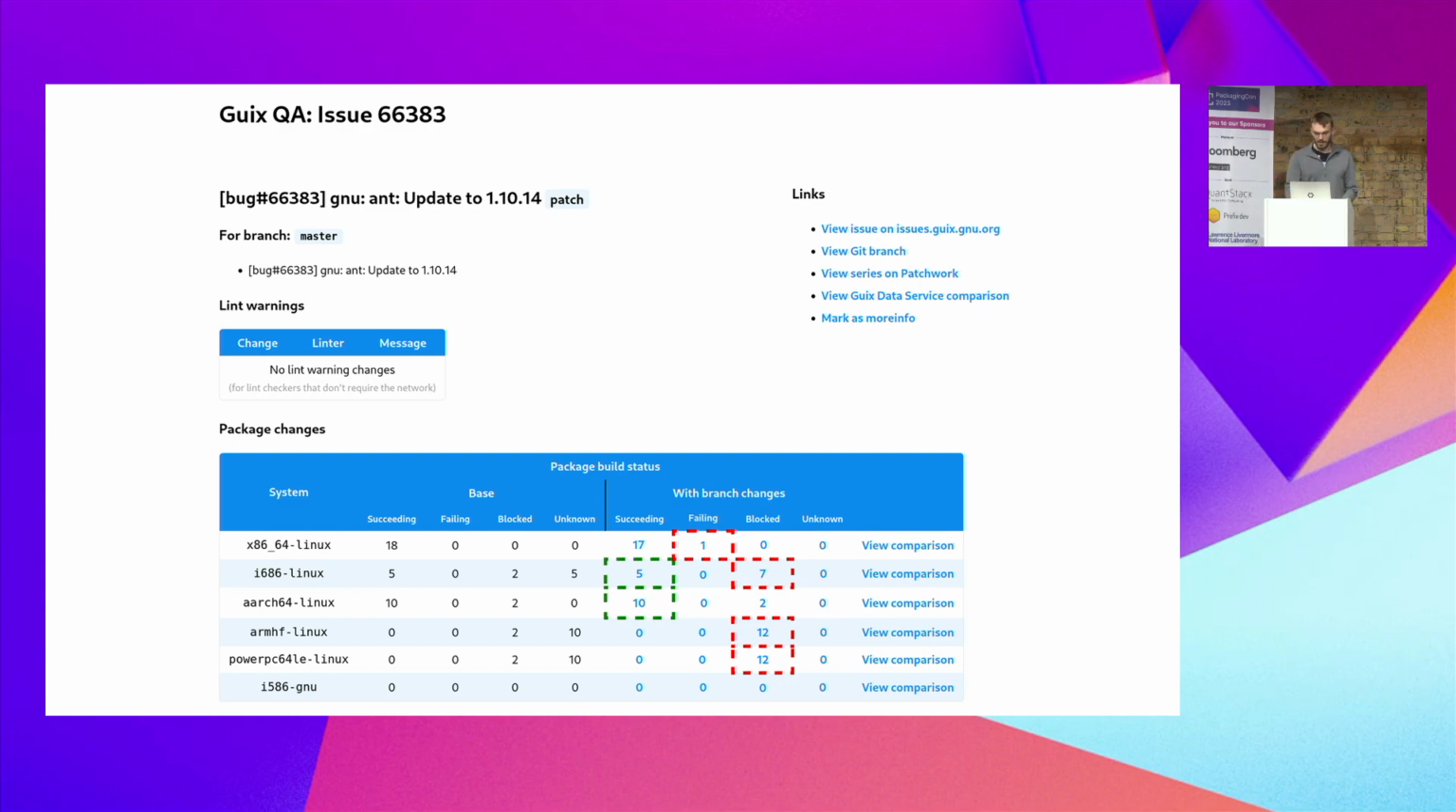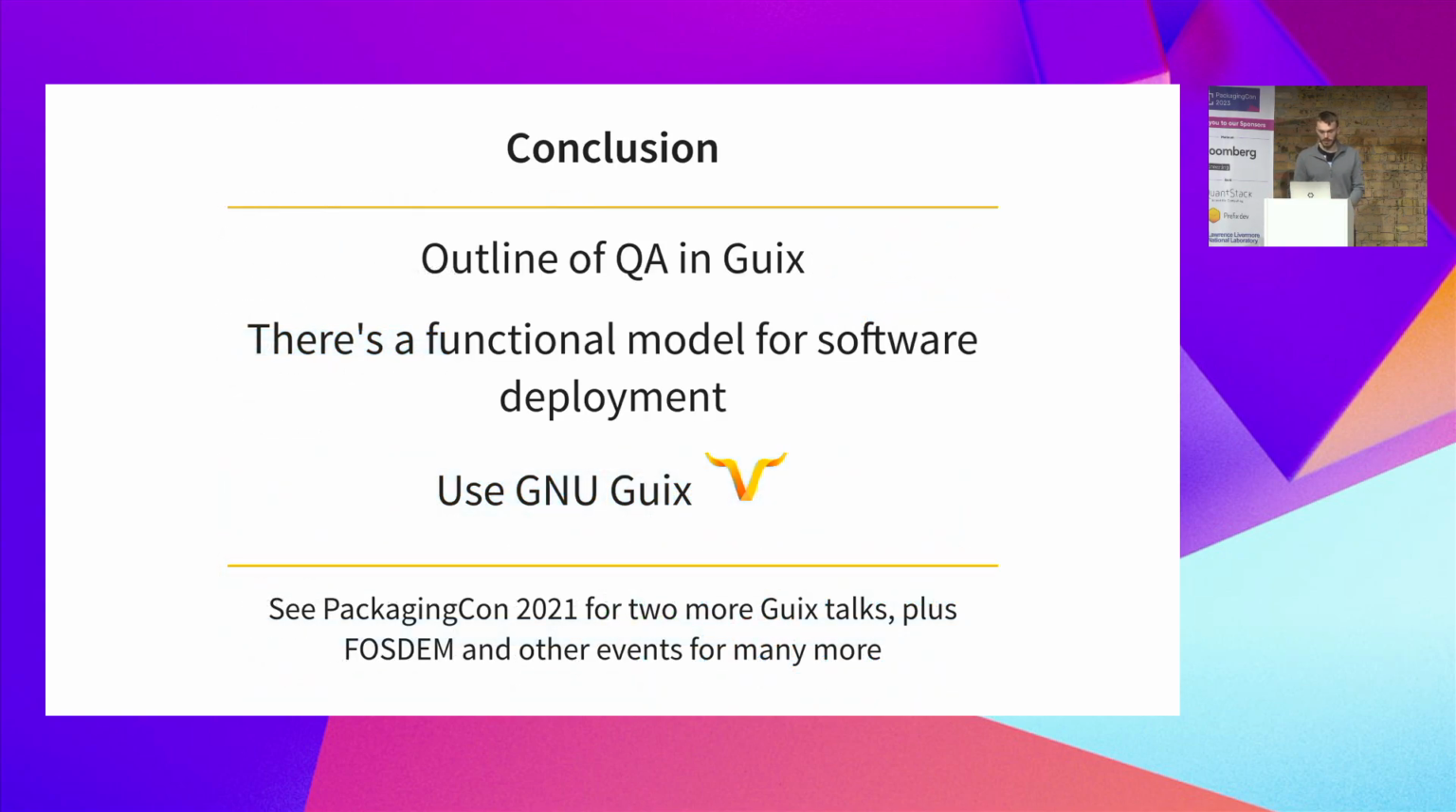Right, I don't know quite how I'm doing for time, but I think I'm doing okay. But hopefully you found this useful. Hopefully I've given you a little outline of the QA stuff. But more importantly, hopefully I've talked a bit about the functional model that Guix uses and how that matters. And maybe I've convinced you to take a look at Guix. All right.